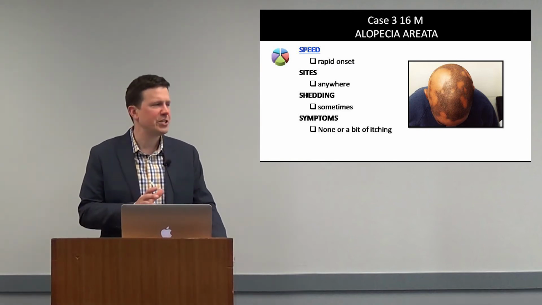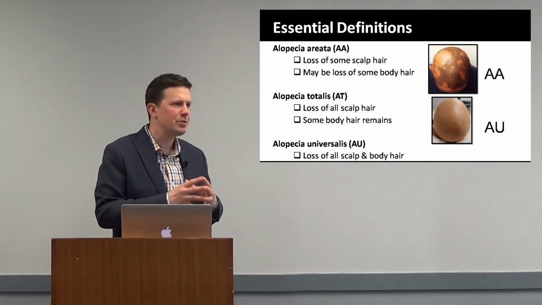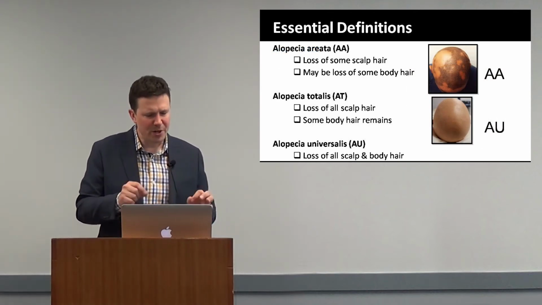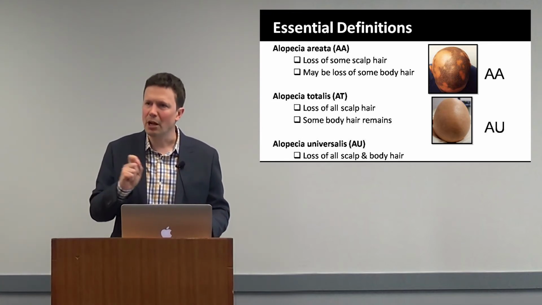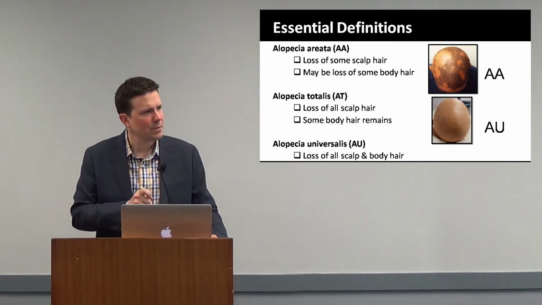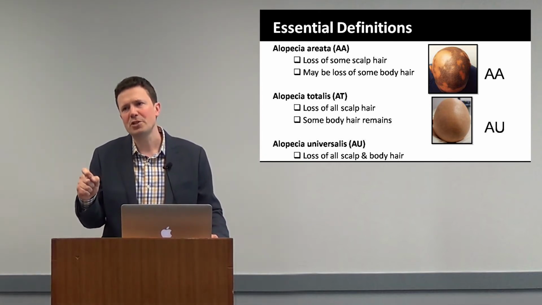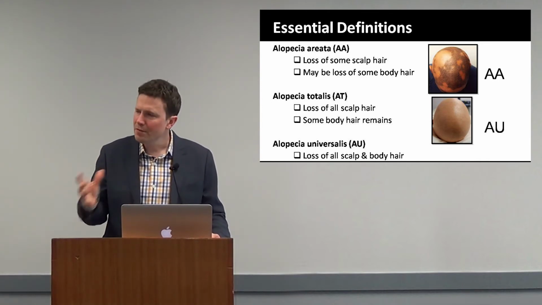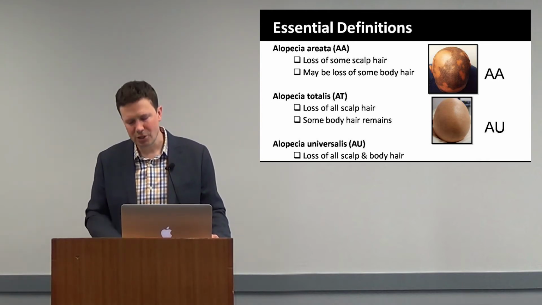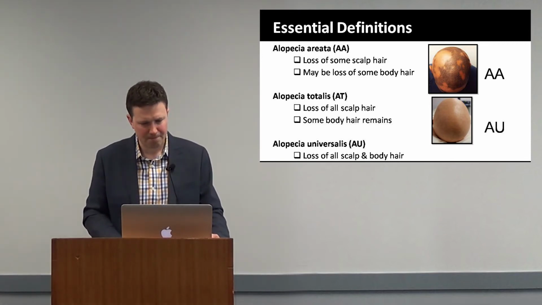If you're going to treat alopecia areata, it's important to be aware of 3 definitions because your patients will want you to be aware of these. Alopecia areata refers to loss of scalp hair, but there is still some scalp hair remaining. If all of the scalp hair is gone, the appropriate term would be alopecia totalis. If all of the scalp hair and body hair is gone, the appropriate term is alopecia universalis.